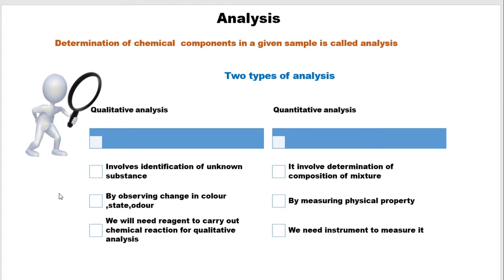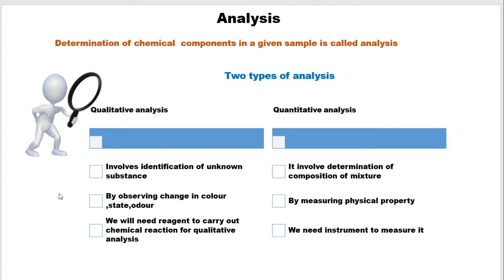So you might be wondering, what does the word analysis mean? Analysis means a determination of something. So in chemistry, suppose you're given a sample and you want to determine some physical or chemical property of a component or a compound, that is called analysis.